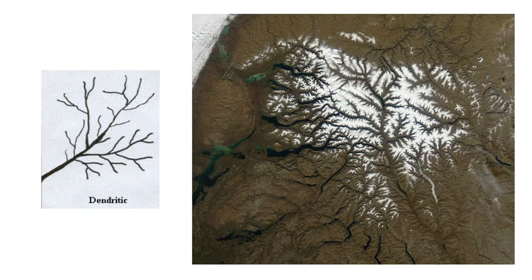Starting with the dendritic pattern first, we can see that the branches of each stream appear to look almost like the branches of a tree. This is caused by the underlying geology not having much influence on the stream pattern, which allows the water itself to control how the pattern is created. Knowing how this pattern is supposed to look, we can see in this image how the streams in this map look like the branches of a tree.